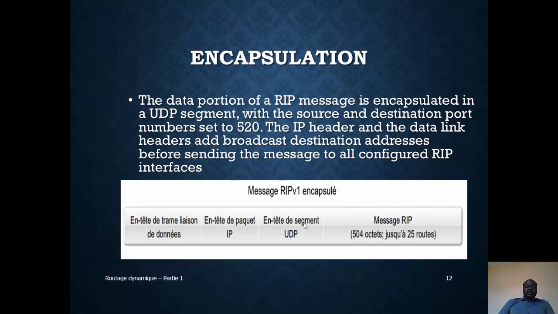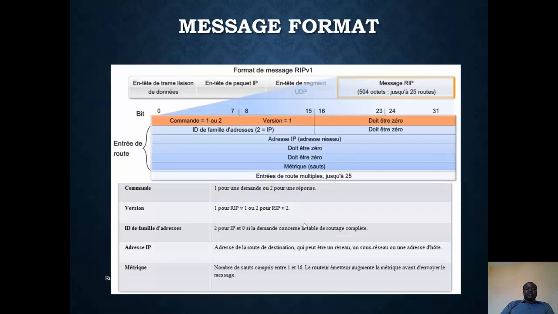Okay, encapsulation. In this domain, the data portion of the RIP message is encapsulated in a UDP segment with the source and destination port number set to 520. The IP header, also called the header of the IP address, and the data link header with a broadcast destination address are added before sending the message to all RIP configured interfaces. So this is the presentation of the IP header, and this is the message format, how the message will look in the network.